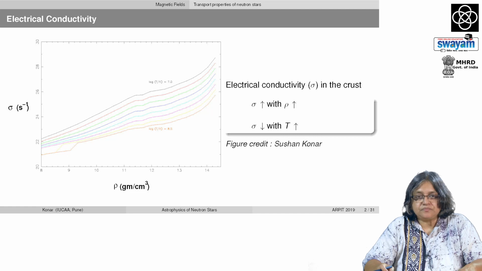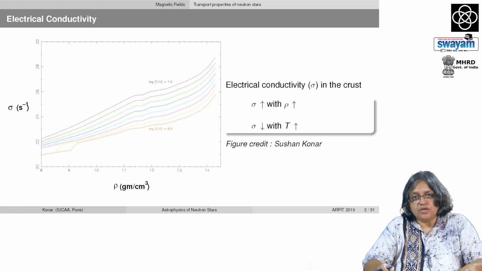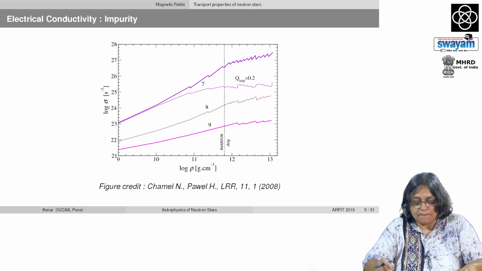On the other hand, if the core is not superconducting, even then the electrical conductivities are so large that the magnetic field does not really evolve with time. We will discuss more about it in the later part of this talk. So, we are basically concerned with the transport properties in the crustal region of a neutron star.